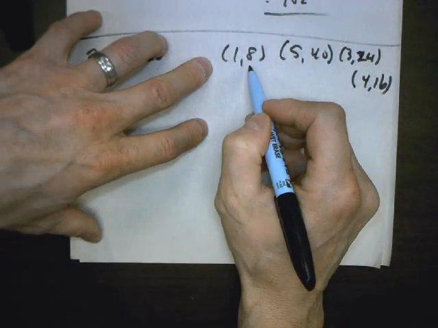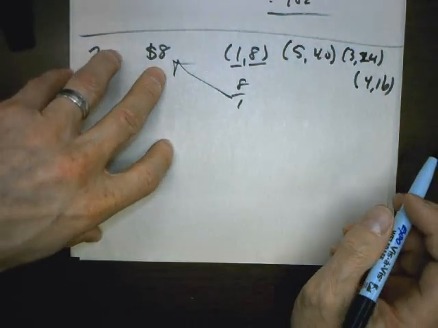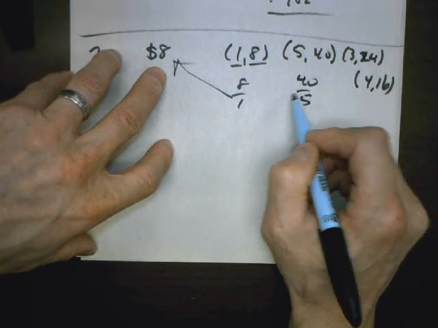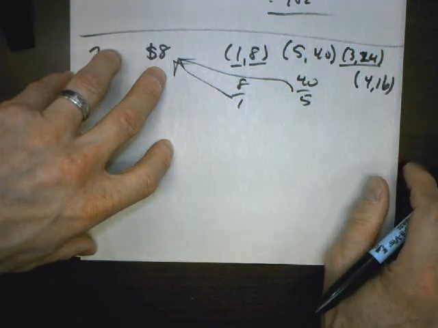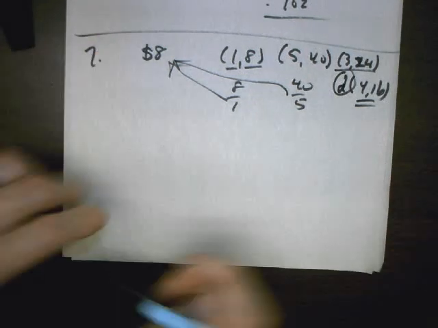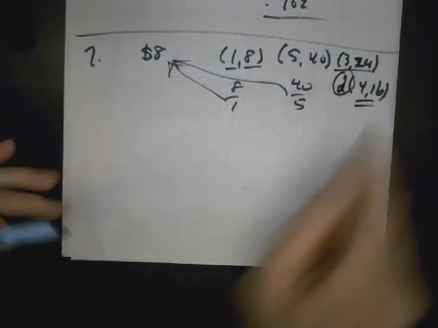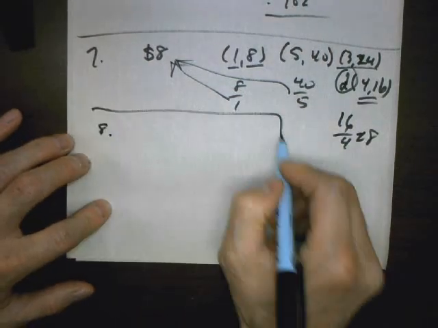So for A, if I put y over x, I get 8. So that will be on the graph. For the next one, if I put y over x, I get 8. That's on the graph. 24 divided by 3 is 8. 16 divided by 4 is not 8. So the answer to the question, which one of these wouldn't be on the graph? Well, that won't be on the graph because 16 over 4 does not equal 8. Number 8.